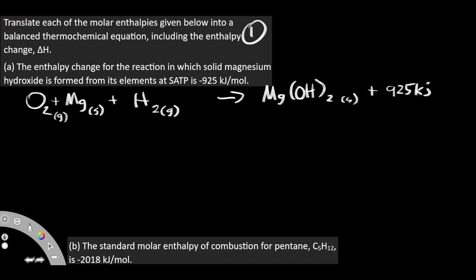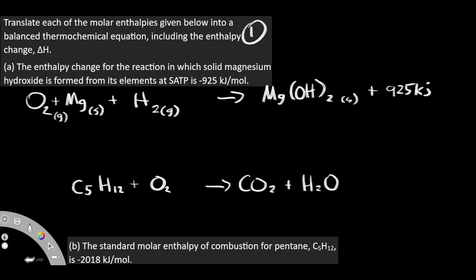Let's do B. The standard molar enthalpy of combustion for pentane is C5H12. I'm just going to write down C5H12. Now, what are we going to be doing? Well, we have to do a combustion reaction, so it obviously has to add with oxygen. And then it's going to be creating CO2. Again, we're just going to assume this is complete combustion. As such, now we're good. Now you just have to make sure that you balance it out appropriately.